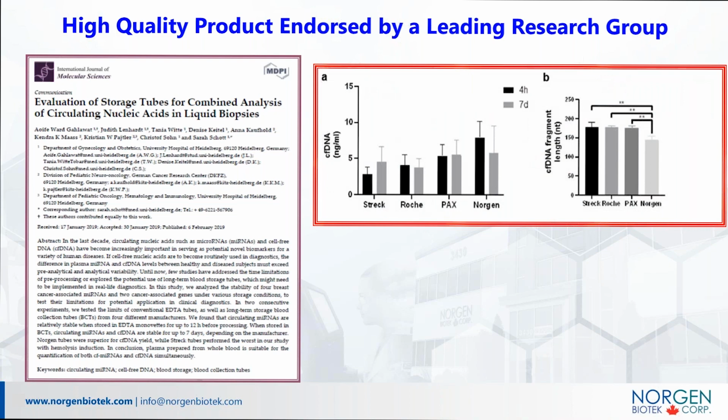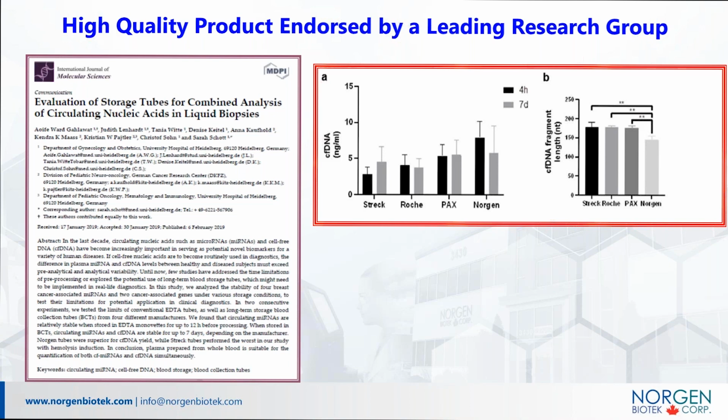And you can see for the DNA, they said that Norgen's tubes recovered the highest quantity of the DNA out of the 4 tubes, significantly higher. You can see here. Streck recovered the lowest DNA. Our tubes go to 30 days, but others go to 4 or 7 days or 14 days. So they did their study for only 7 days.